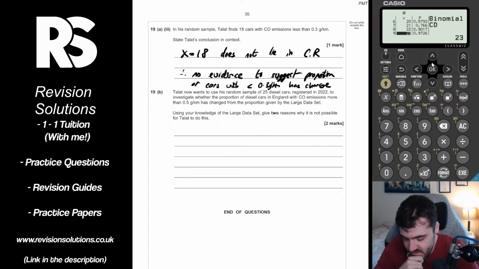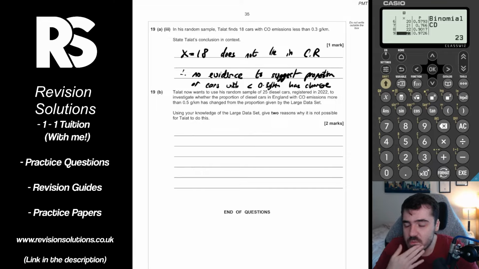Now it says, Talat now wants to use his random sample of 25 diesel cars registered in 2022 to investigate whether the proportion of diesel cars in England with carbon monoxide emissions more than 0.5 grams per kilometer has changed from the proportion given by the large dataset. Use your large dataset. Give 2 reasons why it is not possible for Talat to do this.